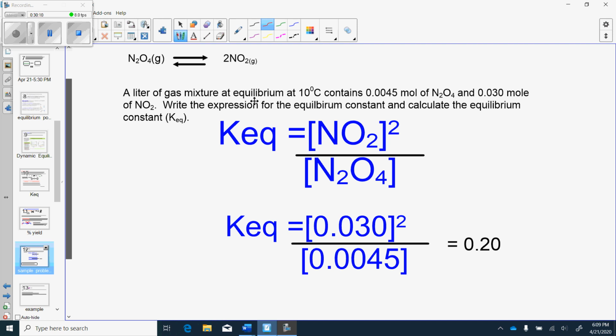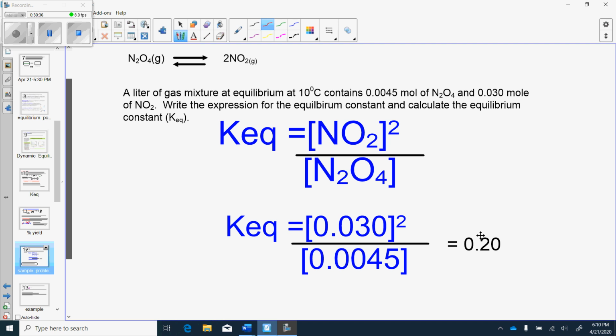Earlier they said it was a 1 liter container, so moles per liter is concentration. So this is our concentration for N2O4, and this is our concentration for NO2. I'm going to square it, and that gives me a numerical value. So, yay, no units, right? This was in moles per liter, this was in moles per liter, they factor out. So KEQ has no units, just a number.